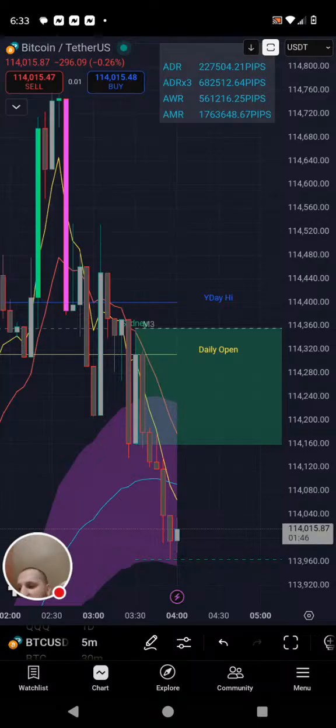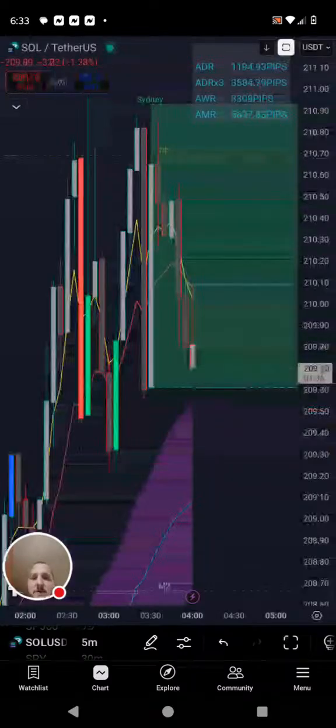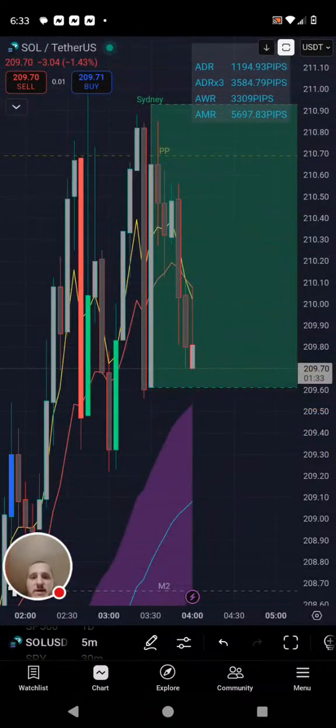114.15. Okay, so that's turning down, baby. BTC's turning down. That's when I'm going to swing back to the Solana. And we're swinging down. So let's see how far we can swing down. You see those previous long candles? If we get below 209.60, that's when I'm going to think about trades.